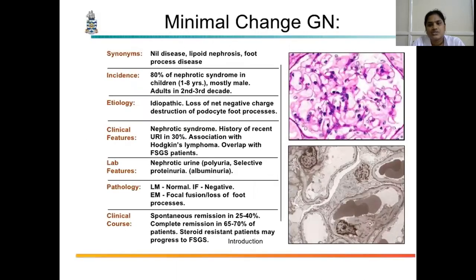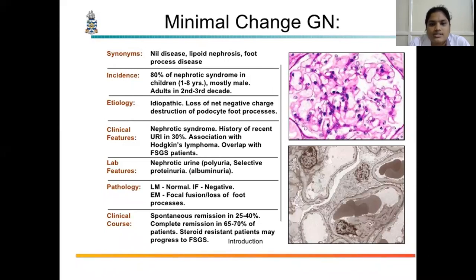So this is a brief summary of minimal change disease. It is called nil disease, or as I said, the foot process disease. 80% incidence in the children, mostly male. In adults, it's seen around the 2nd to 3rd decade. Etiology is idiopathic, but systemic association can be present.